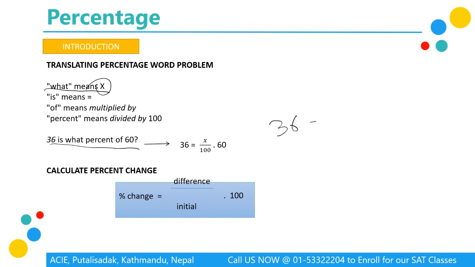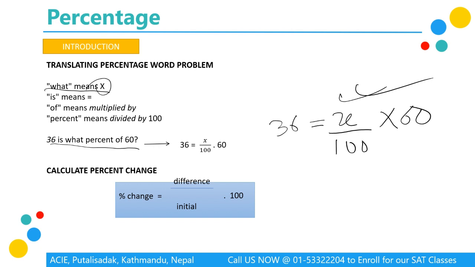36 is भनेको equals to, what percent भने, what भन्ने बित्तिकै x or any unknown variable, percent of 60. This is what the question is trying to ask you, and we have to find out the value of the unknown variable x. Now the next thing is how to calculate percent change as well. So when there are two different scenarios given, or like a chain of reaction has happened, then a value can change. So whenever the value changes we need to know the difference in the change itself.